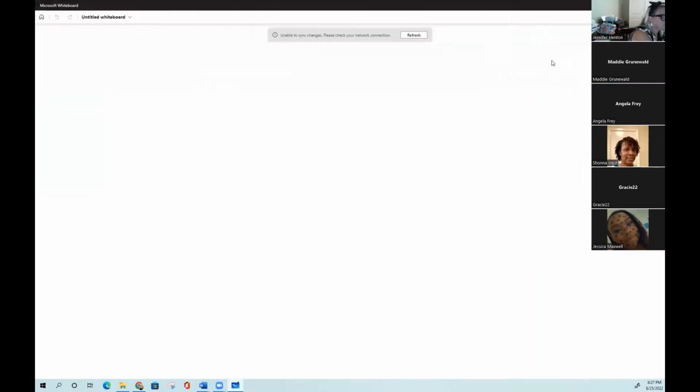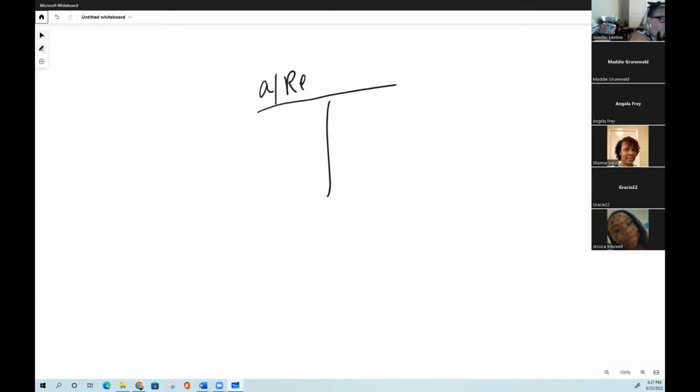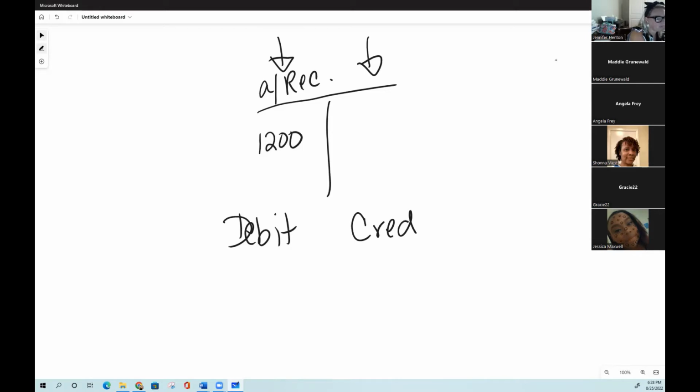Okay, so when we have a T account, it looks something like this. Maybe this is for accounts receivable, and I sold something to Mary Jo for $1,200. So I have a debit. This side is always going to be our debit side, that left side. And this side over here, the right, is always going to be the credit side.